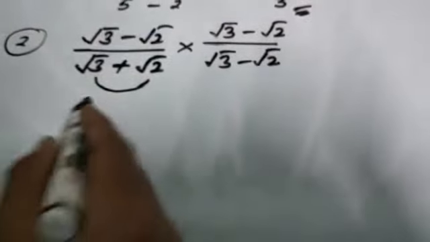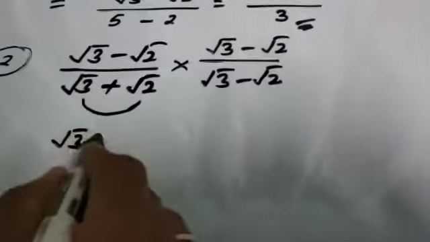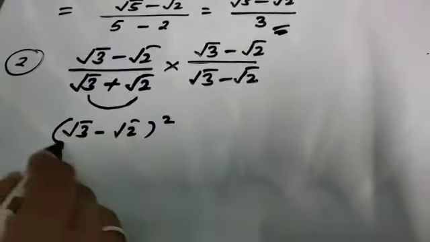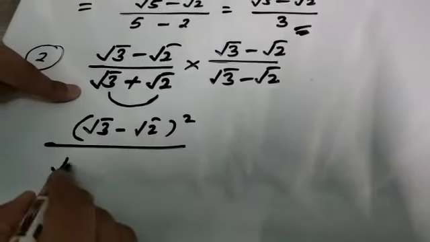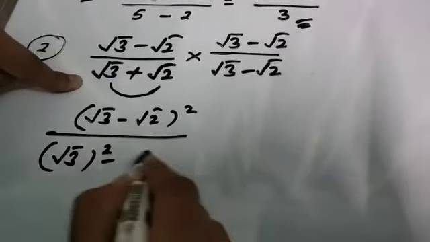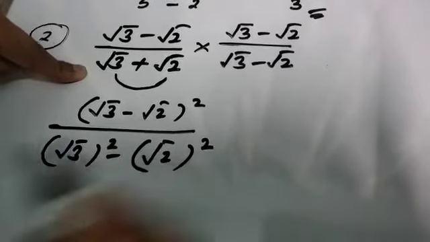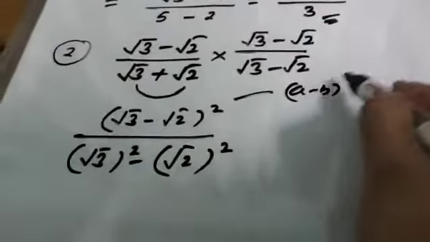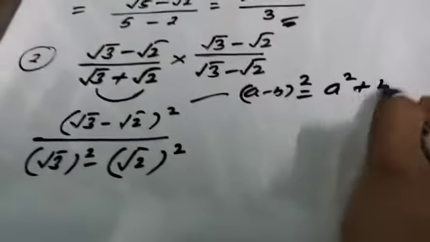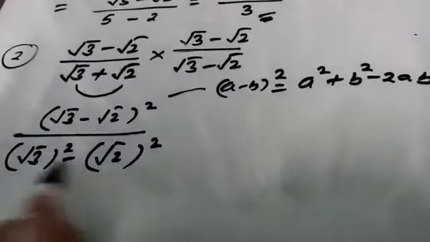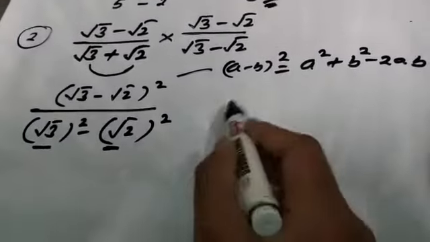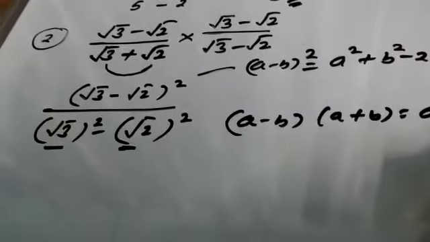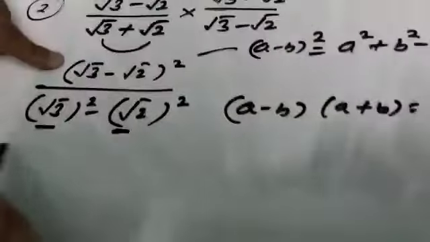Then the numerator result will be (root 3 minus root 2) whole square, and in the denominator root 3 whole square minus root 2 whole square. You will apply the identity: (a minus b) whole square equals a square plus b square minus 2ab. And in the denominator, you will apply the identity (a minus b)(a plus b) equals a square minus b square. Then you will solve it.